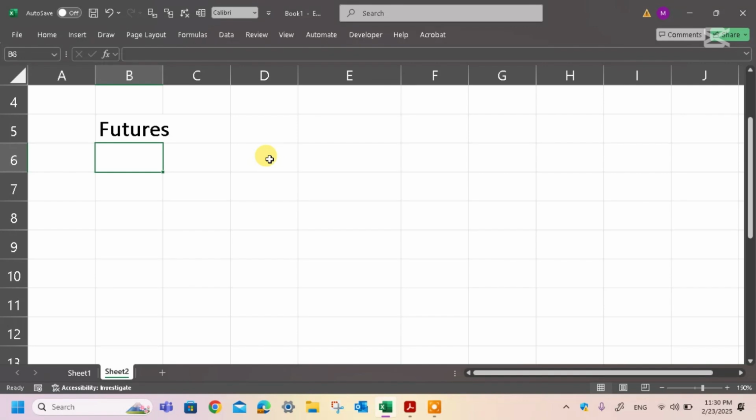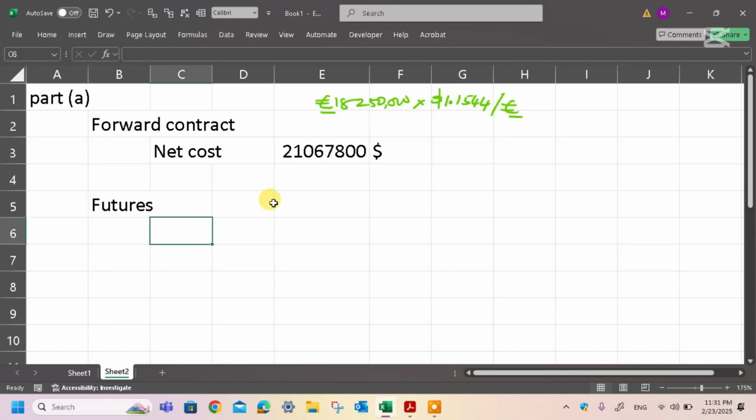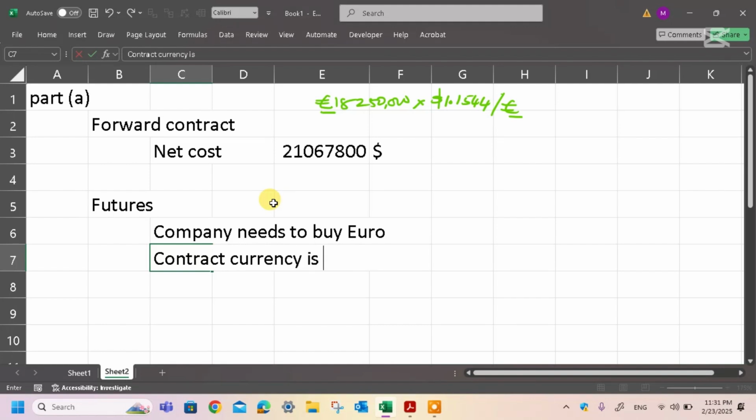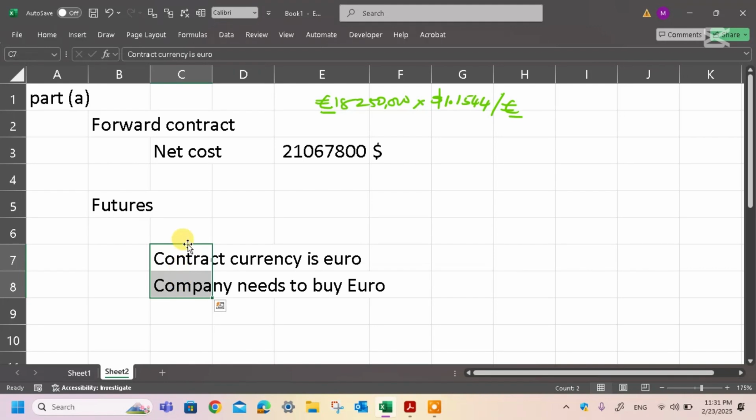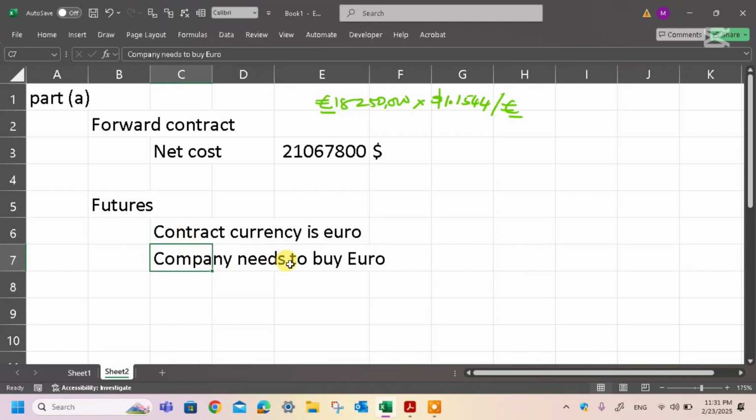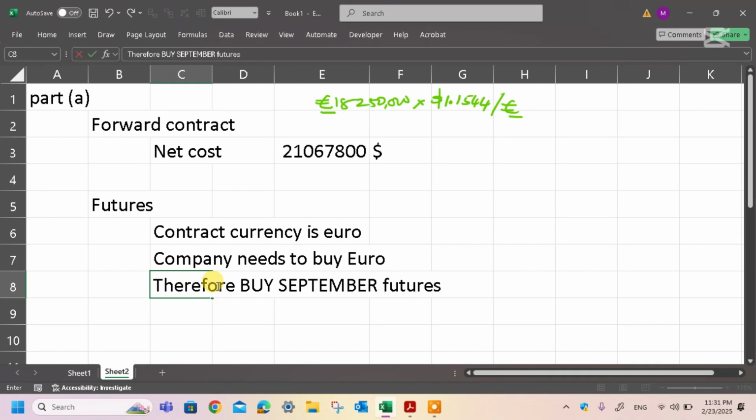Futures. What am I going to say? Company needs to buy euros. Contract currency is euro. Maybe I should write that first. Contract currency is euro, so I have to think in terms of euro. Company's need is to buy euro. Therefore, by September futures to start hedging.